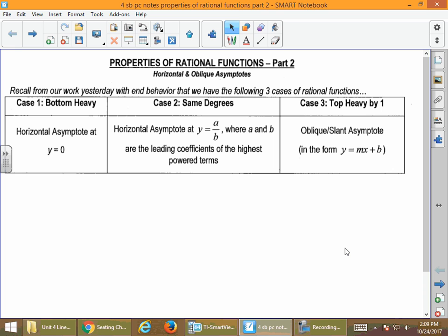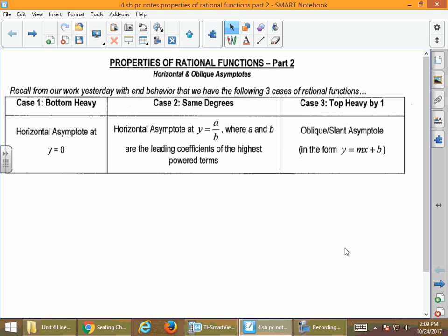Case 2. If we have the same degree in the top of the fraction and the bottom of the fraction, what happens is that we get a horizontal asymptote at the equation y equals a over b. The a is the coefficient in front of the highest degree term on the top, and the b is the coefficient on the highest degree term on the bottom.